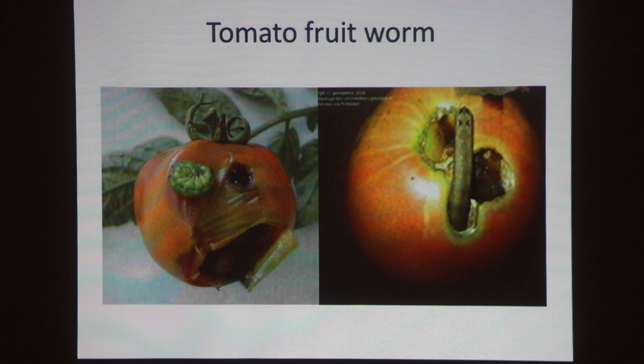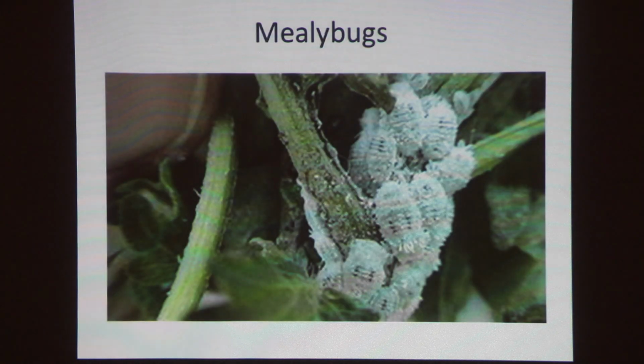You can spray, as I say, we don't want to use pesticides, but you can use some local sprays, like an oil and soap solution, and that helps a little bit.